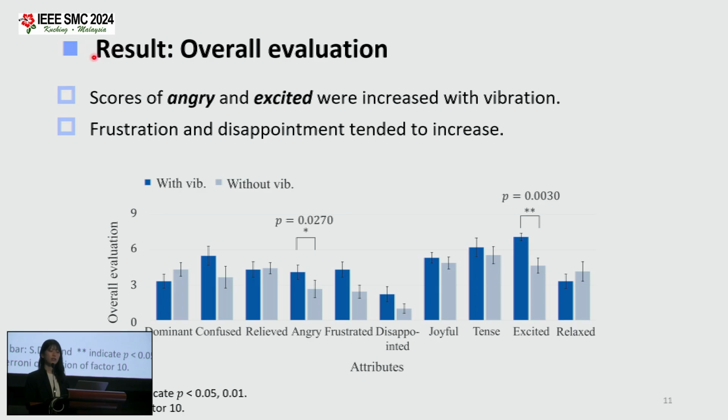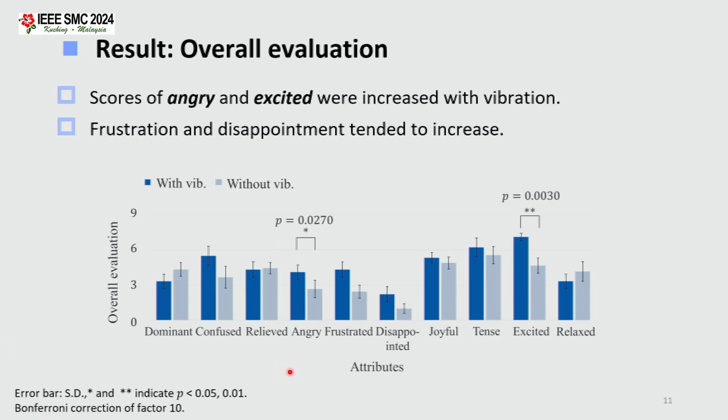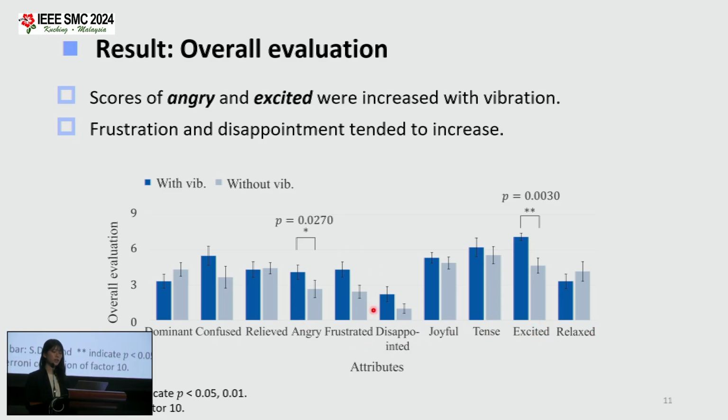Overall rating results are on this page. This graph shows the mean and standard error of the participants' overall ratings. Angry and excited scores increased significantly in the vibration condition. And some emotions, especially frustrated and disappointed, also tended to increase with vibration.